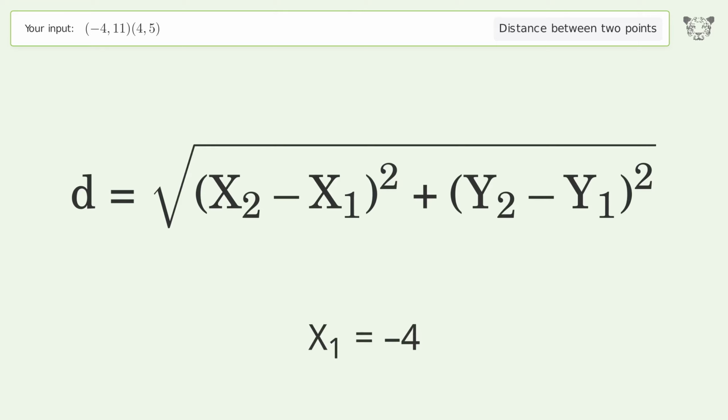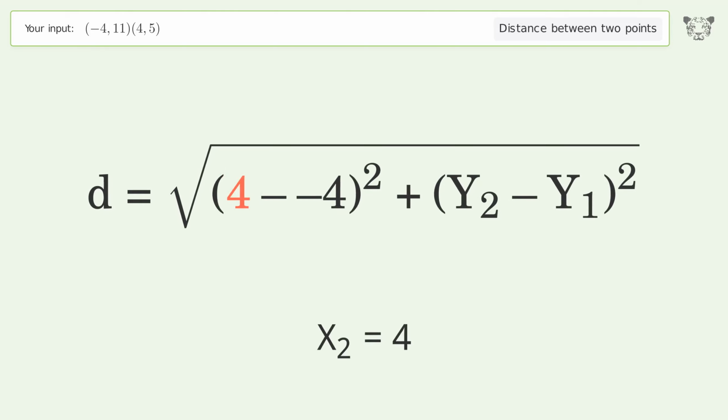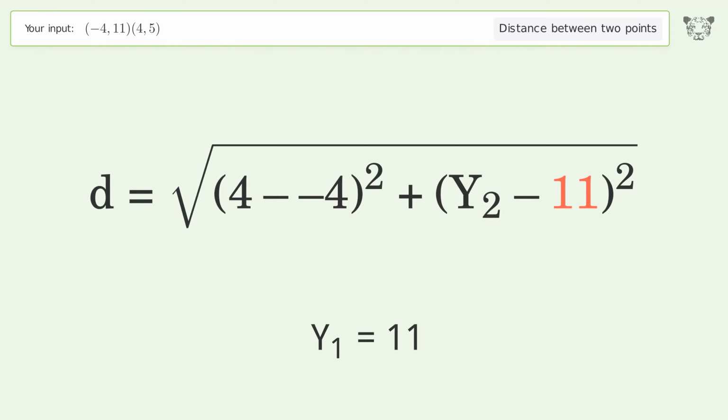x1 equals -4. x2 equals 4. y1 equals 11. y2 equals 5.